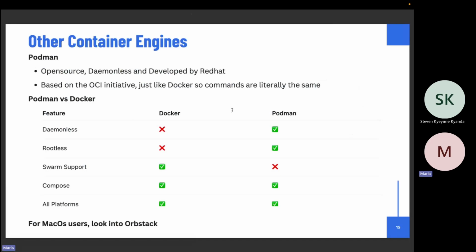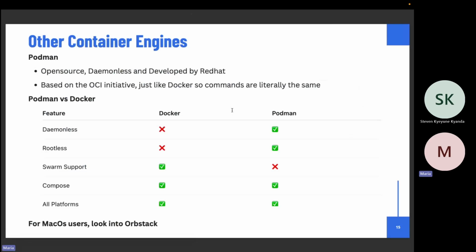Podman creates an instance of itself. It forks the process. It creates an instance of itself, and it does the rest for you. So transitioning from Docker to Podman is not difficult at all, because they're all based on the Open Container Initiative.